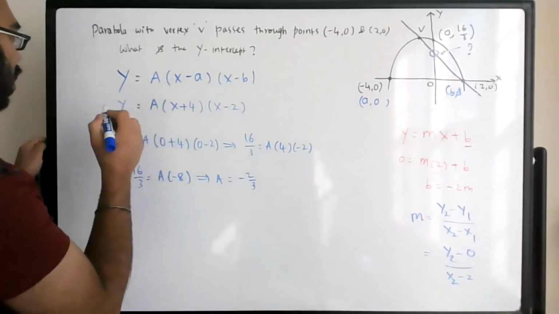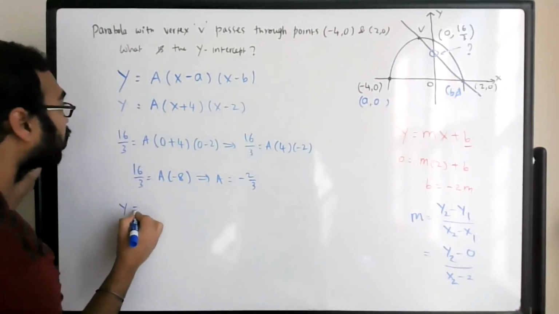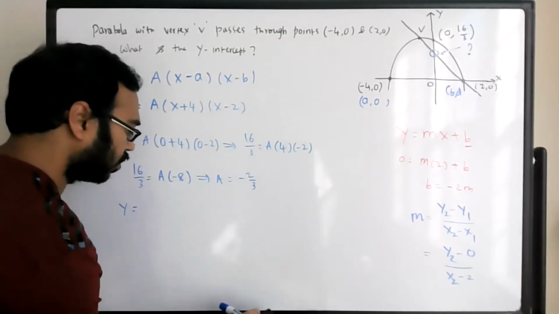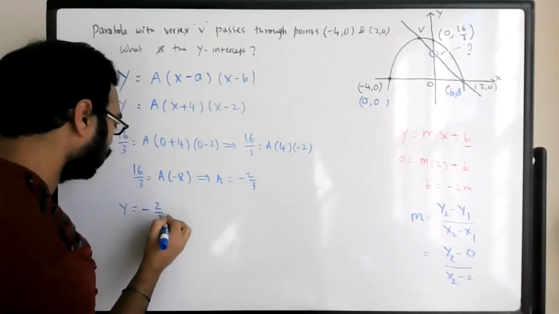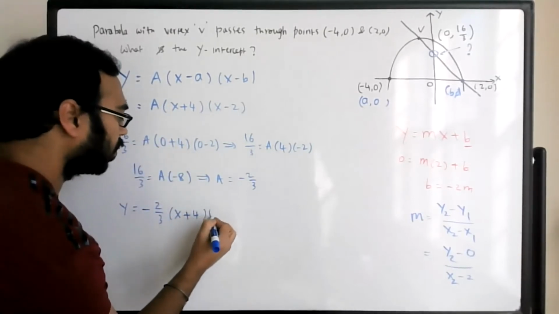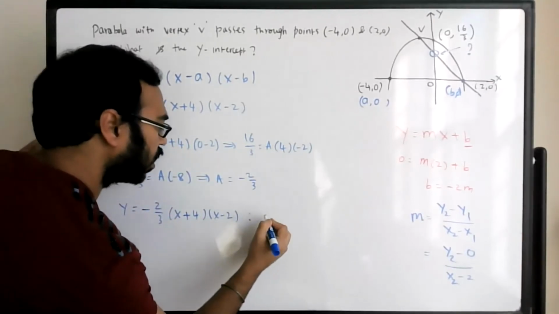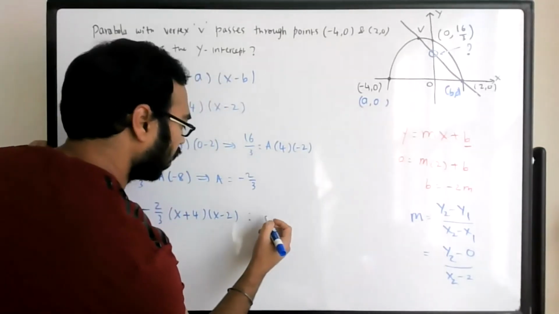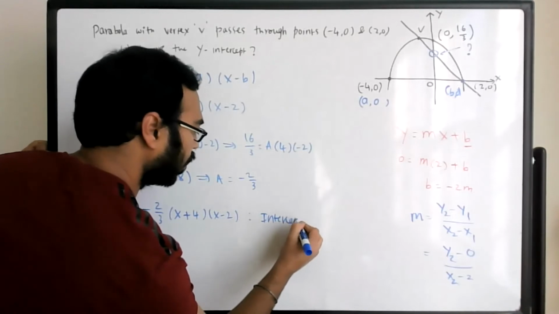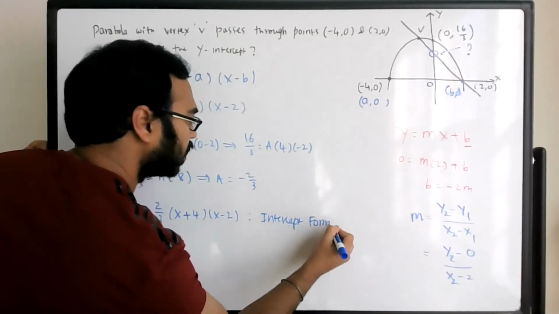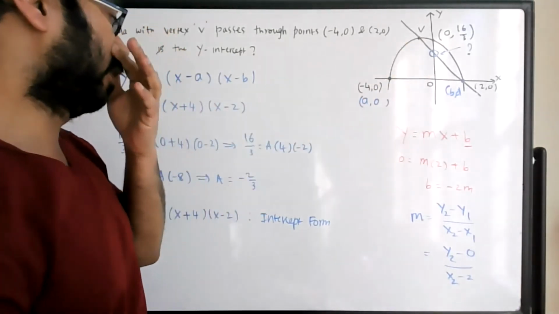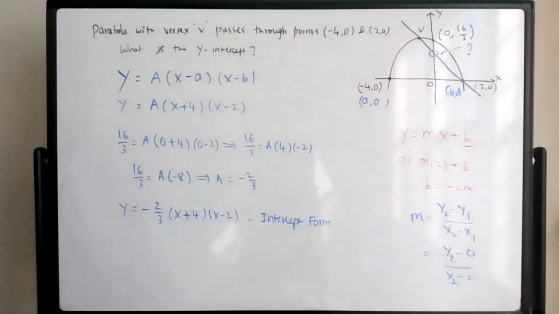So with that, my parabolic equation becomes y equals a times, which I know already, a is -2/3, x plus 4, x minus 2. All right, so this is basically the parabolic equation in the intercept form. But see, I need the vertex. I need this point. How am I going to find this?